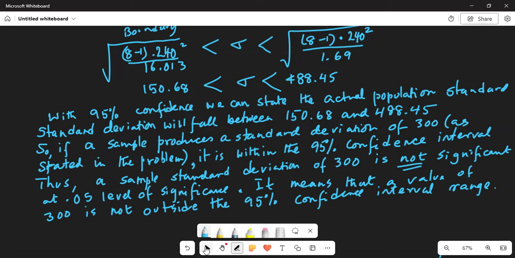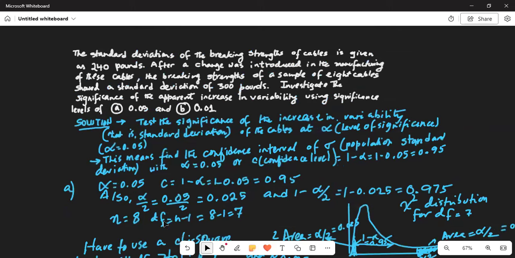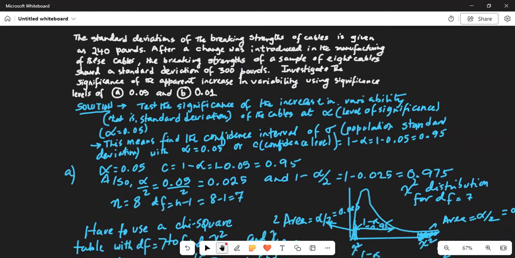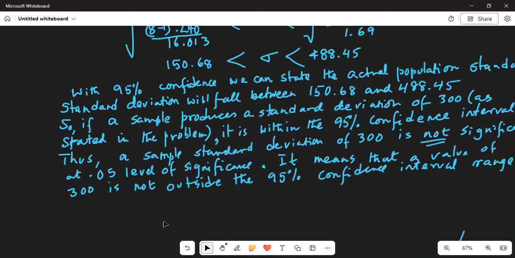Okay, so if I want to do part B, investigate the significance of the apparent increase in variability using significance level. Part B is 0.01. So alpha is 0.01. So the confidence level is 1 minus 0.01, which is 0.99 in this case. So let's do part B.